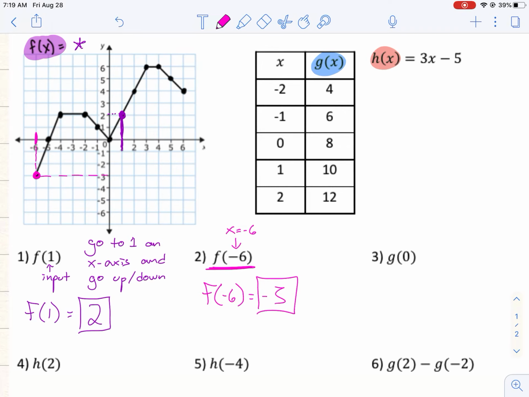Now, for our table here, again, the input value is saying when x is equal to 0. Don't think that this is telling you this column here. It's saying that x is equal to 0. So if I want to know when x is equal to 0, what is g of x at that point? Here is 0. So g of x when x is equal to 0 is 8.